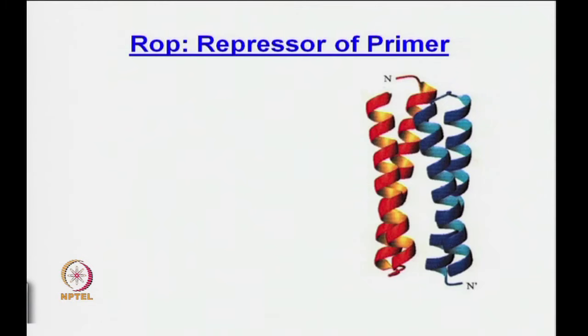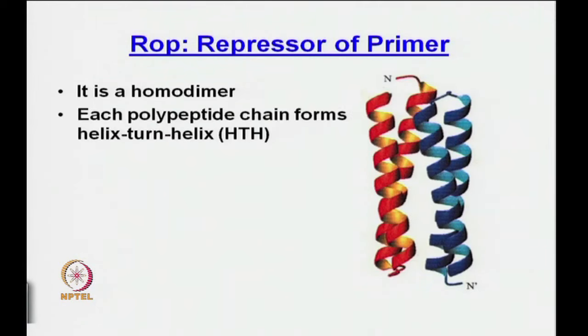So, this is another protein, called the repressor of primer or the ROP protein. Its function is to bind to the RNA. It is a homodimer. Homodimer means, see this red one and the blue one. In the red one there are two helices, and in the blue one another two helices, and this is a homodimer, that means the same sequence, they are just coming and packing against each other. Each polypeptide chain forms a helix turn helix.